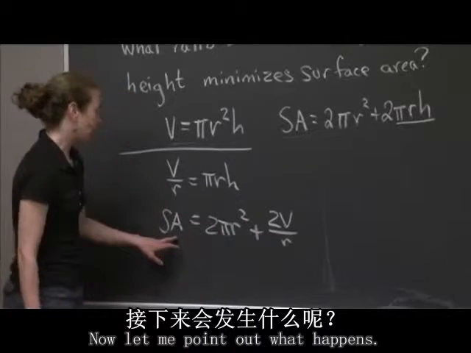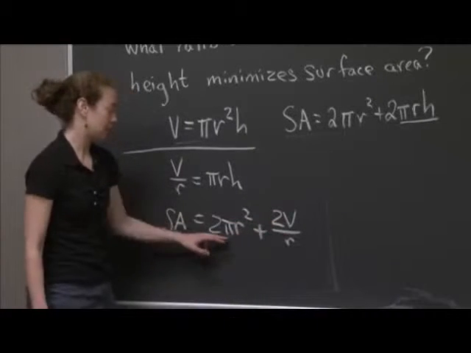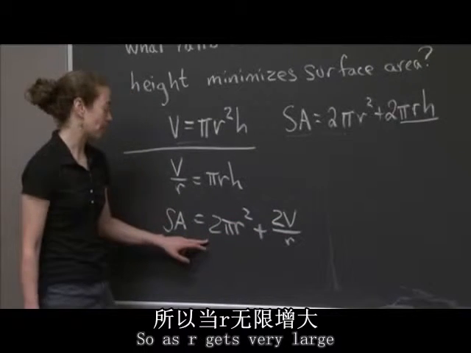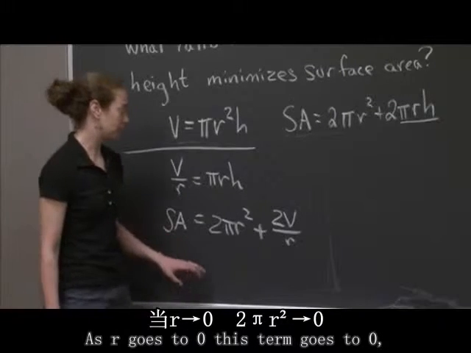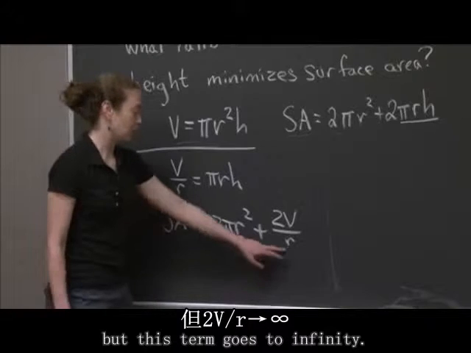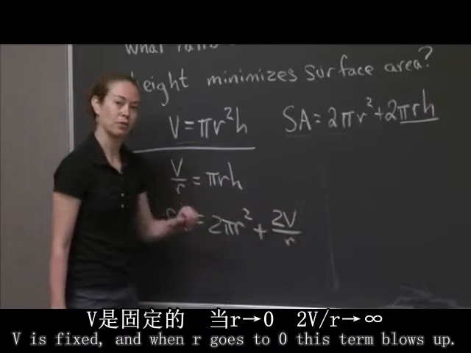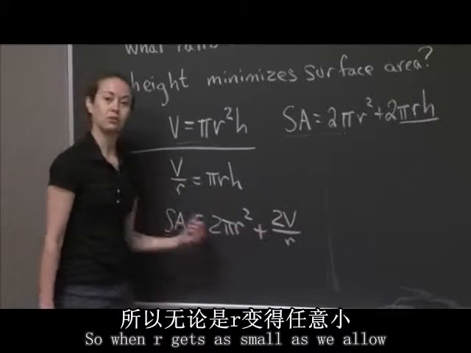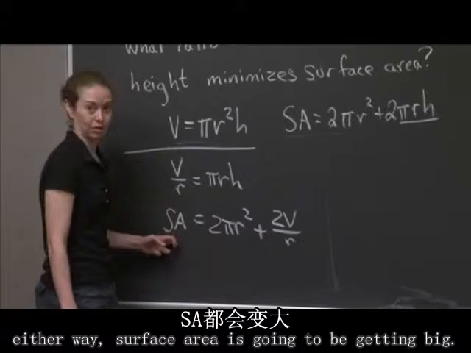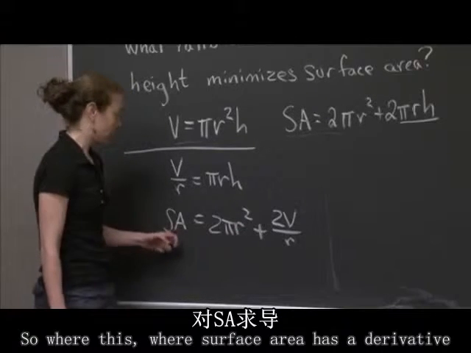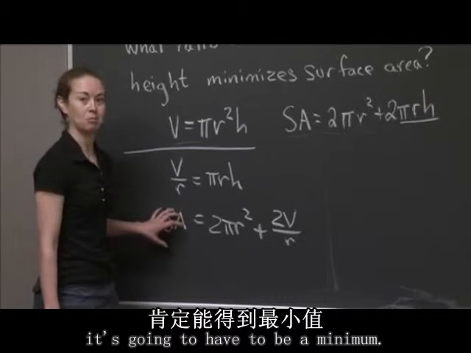Now let me point out what happens when r goes to infinity. This term goes to 0, but this term goes to infinity. So as r gets very large, surface area is getting very large. As r goes to 0, this term goes to 0, but this term goes to infinity. V is fixed, and when r goes to 0, this term blows up. So when r gets as small as we allow or as large as we allow, either way, surface area is going to be getting big. So where surface area has a derivative with respect to radius, it's going to have to be a minimum. So we don't have to check anymore.